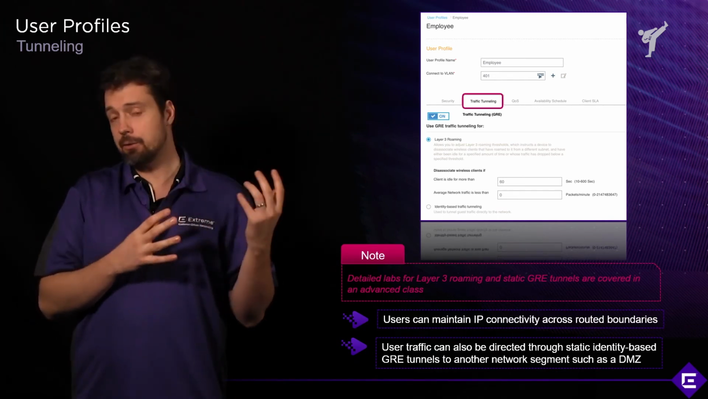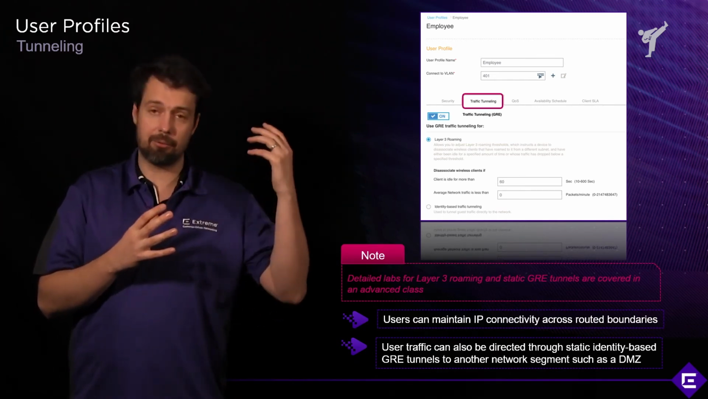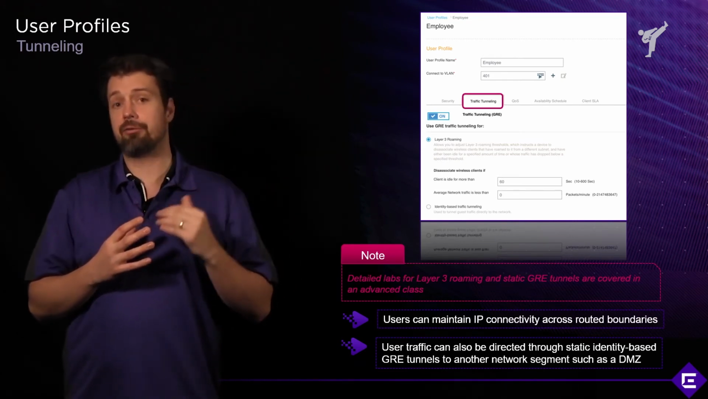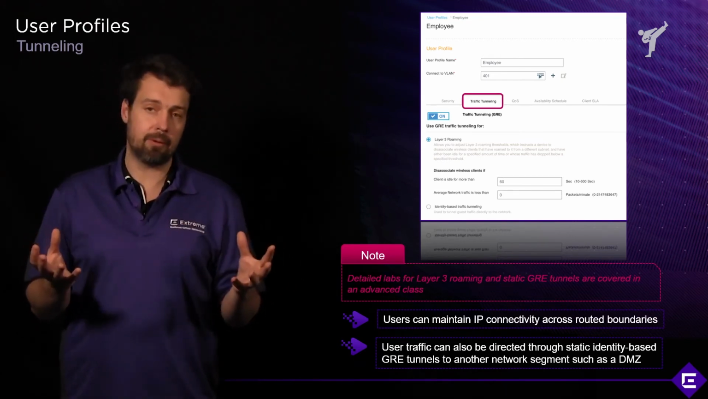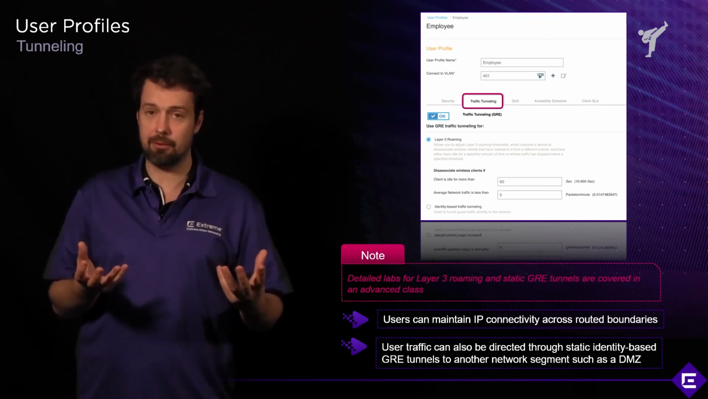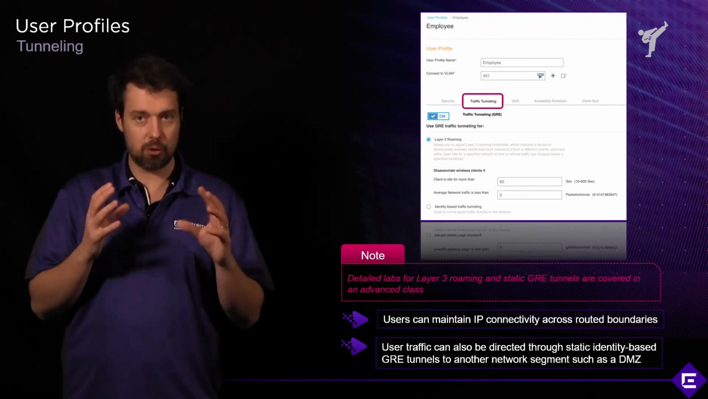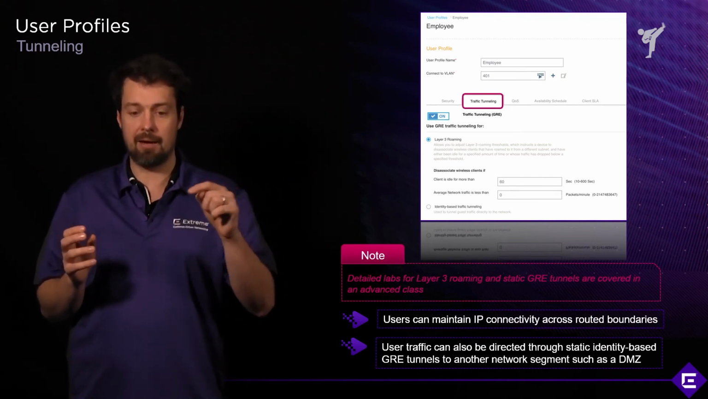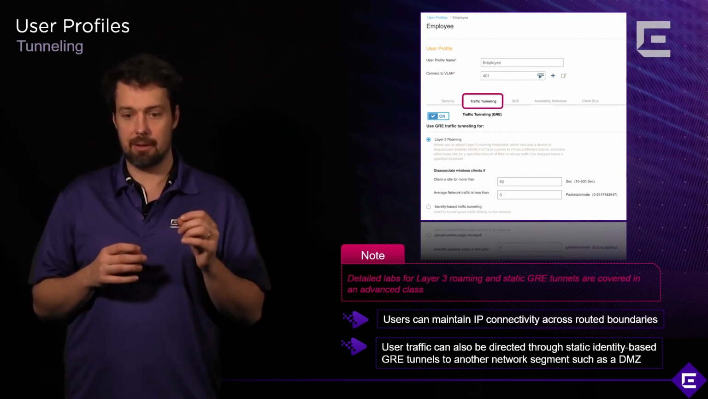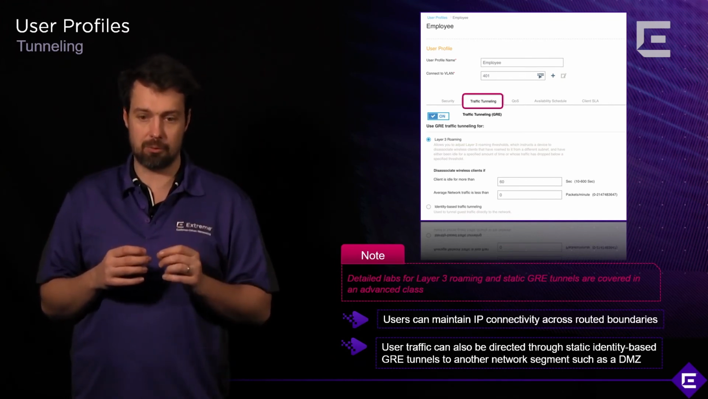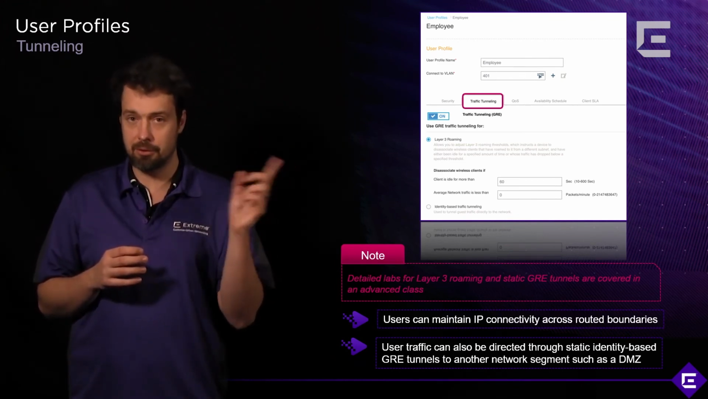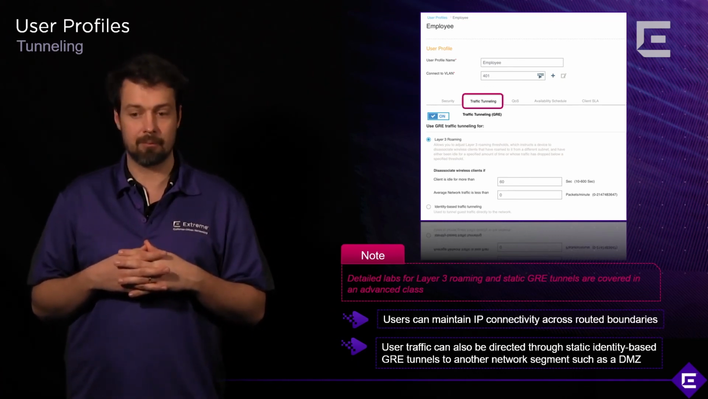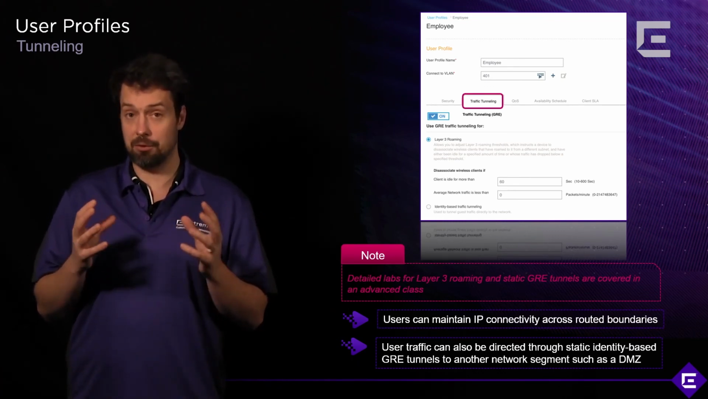The second use case, so apart from GRE tunneling and layer 2 IPsec VPN, is layer 3 roaming. So layer 3 roaming is actually disabled by default. If you want a specific user type or a user group to support layer 3 roaming, you have to enable it in the traffic tunneling section of a user profile. All you do is simply you turn it on, and that will then enable layer 3 roaming. And layer 3 roaming is done automatically.